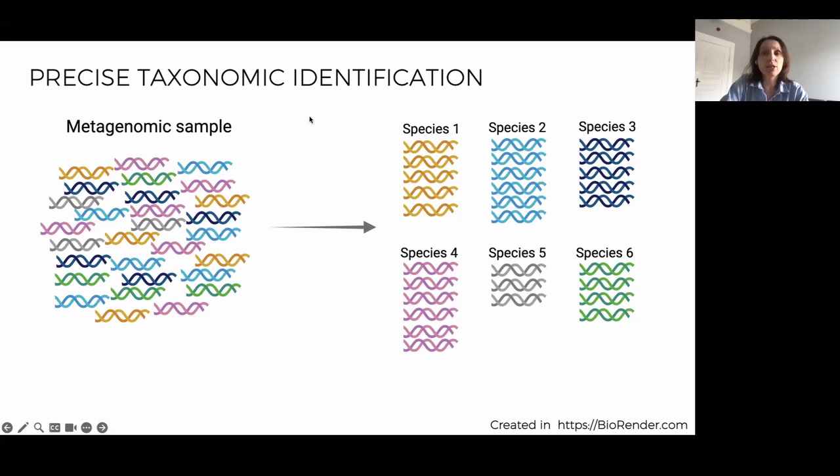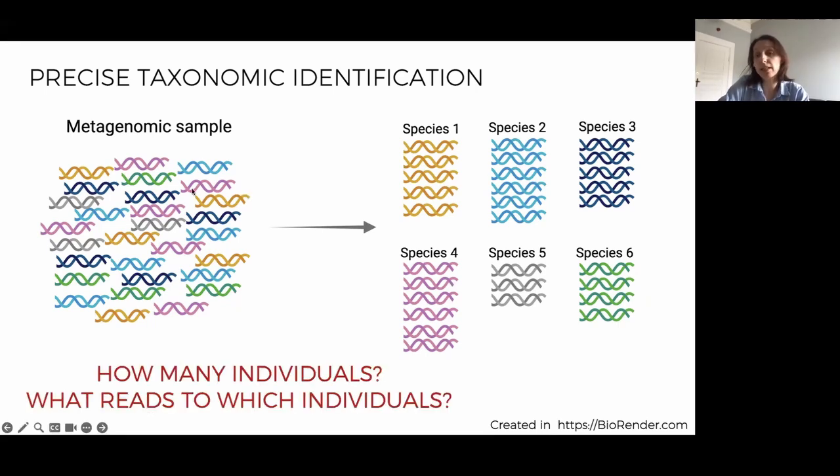But there's one key piece of information that we're not getting, and that is that we don't know how many individuals have contributed to the pool of DNA fragments belonging to species 1. Was it one individual or several or 100? And we are not able to say which of these DNA fragments that we retrieve belong to which individuals within that species. As a result, we are not able to build individual or single genomes.